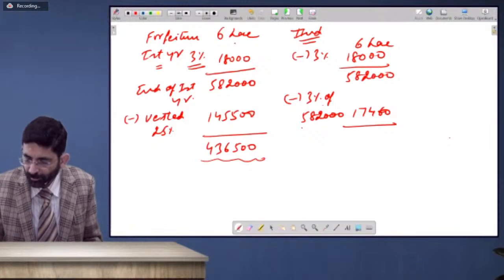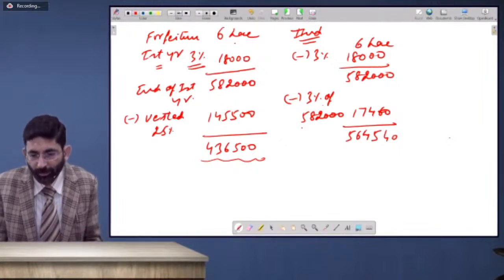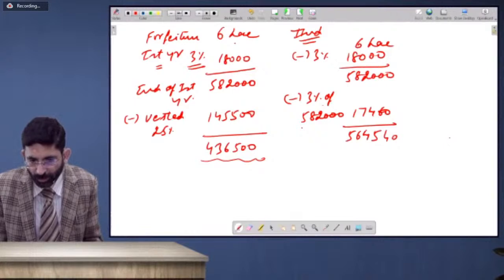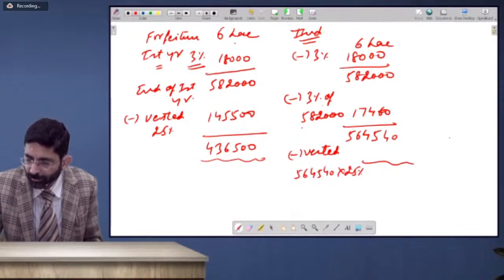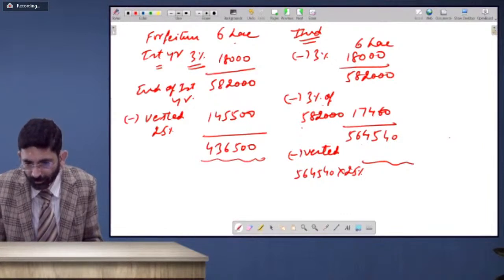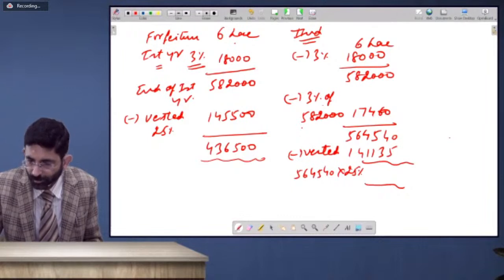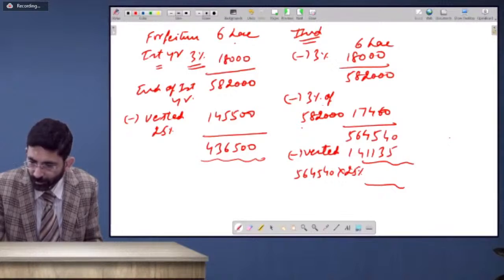Yes, it is 5,64,540, because it will be of the total. It will be of the total one. So minus vested, how much will be vested? 5,64,540 into 25%. So vested will be 1,41,135.